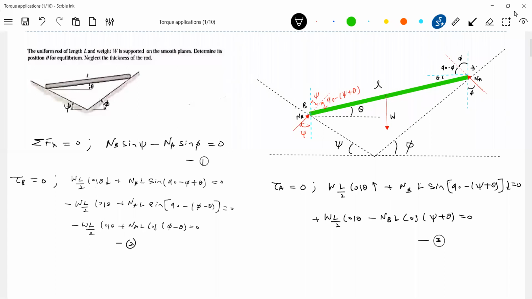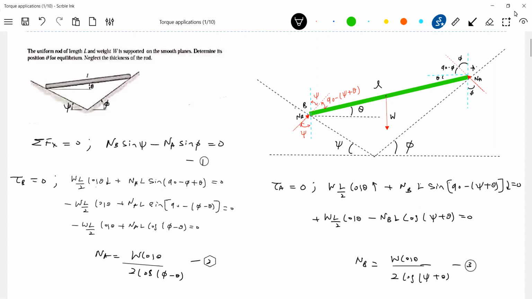Solving 1, 2, 3. So first, what will happen? We'll get an expression for NA. I'll solve for NA. What should be the NA value? W cos theta by 2 cos phi minus theta. What is NB value? NB value will be W cos theta by 2. Call this equation 2 and 3. Substitute equation 2 and 3 in 1. So we'll get a relationship for theta.